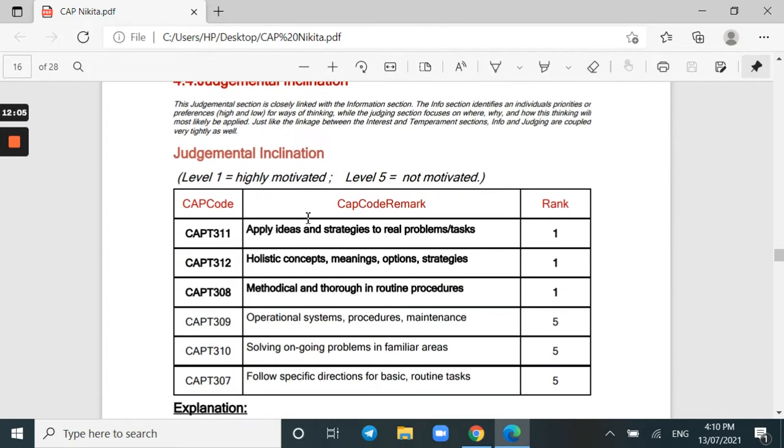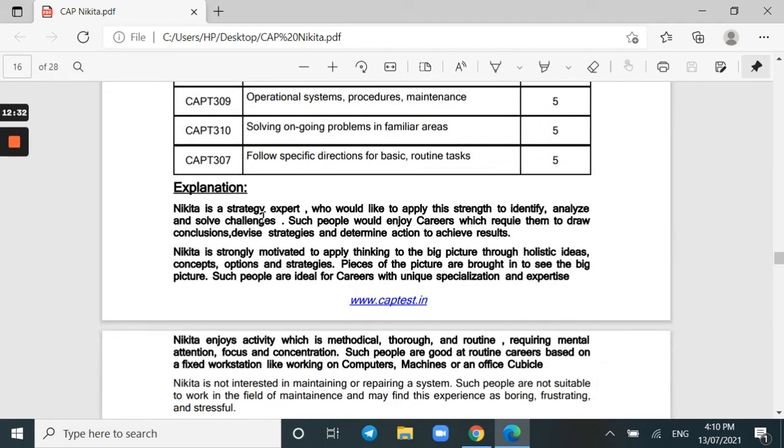The next point is judgmental inclination. In this case, the ability to judge. Now here the person has very high motivation for applying ideas and strategies to real life problems, to understand holistic concepts, and being methodical and thorough in their procedures. So this again says that this person has good ability for problem solving and understanding things in a bigger perspective. Again, what it explains here is the same: strategy expert who would like to apply this strength to identify, analyze, and solve challenges. Such people would enjoy careers which require them to draw conclusions, devise strategies, determine action, and achieve results.